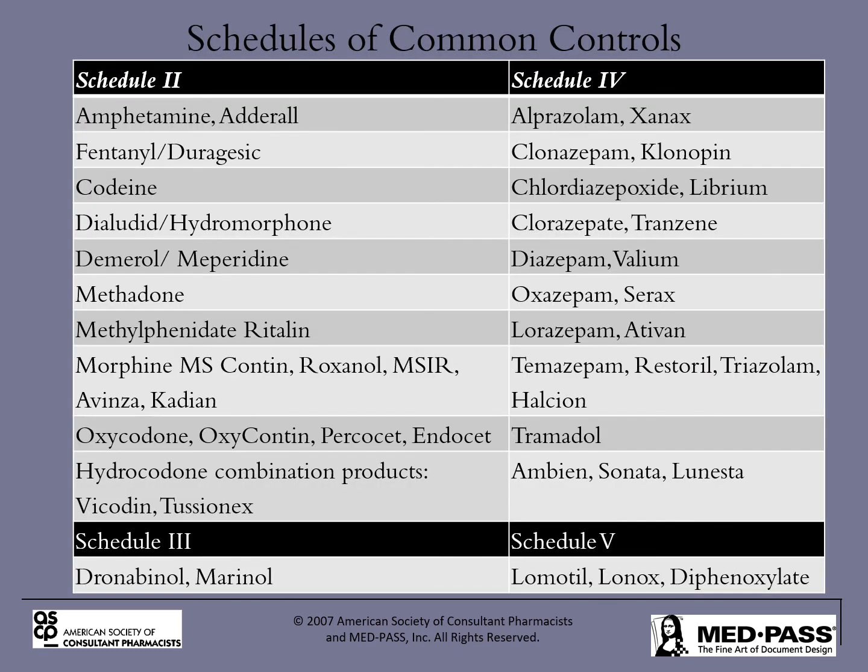And then some common scheduled medications. So you have your Schedule 2, 3, 4, and 5. The Schedule 5 being Lomotil, the diphenoxylate. Schedule 3, Marinol. Schedule 4, the Xanax, Klonopin, Valium, Tramadol. Schedule 2 is your Demerol, methadone, morphine, oxycodone, Vicodin.